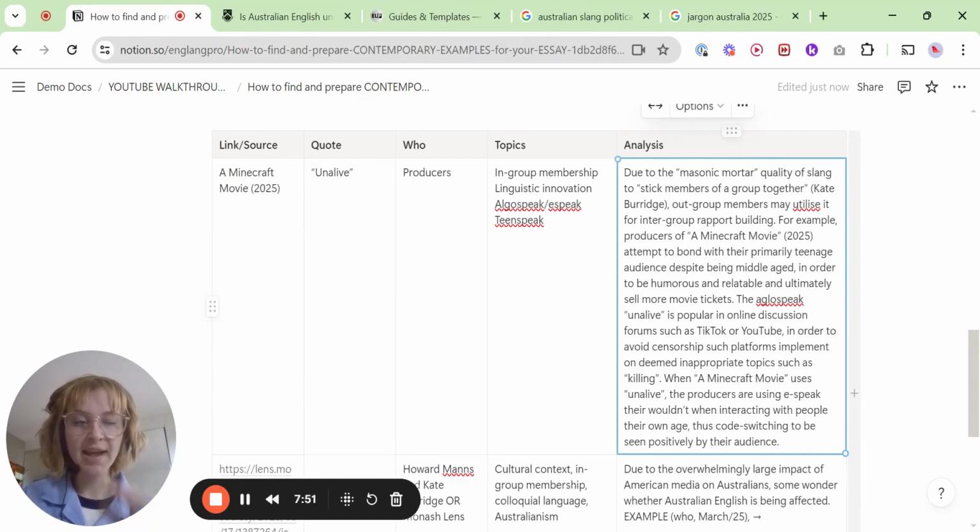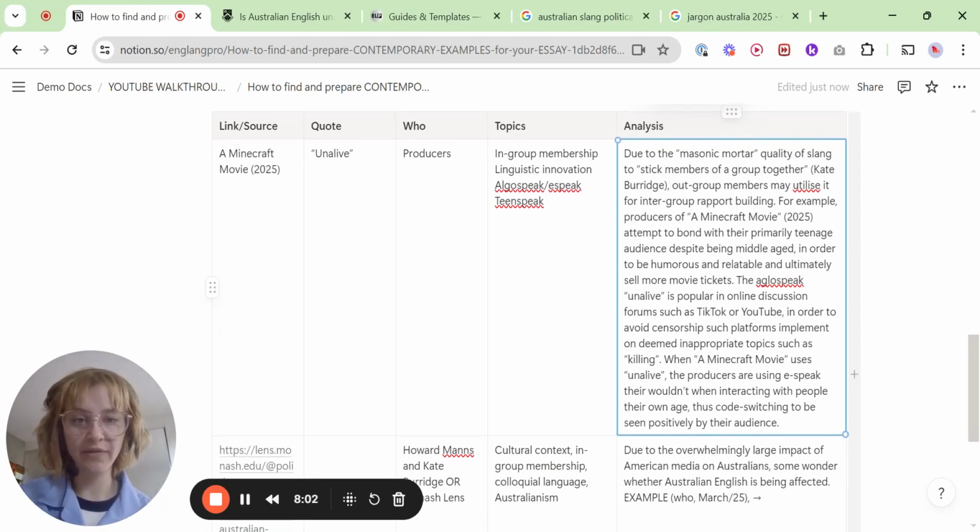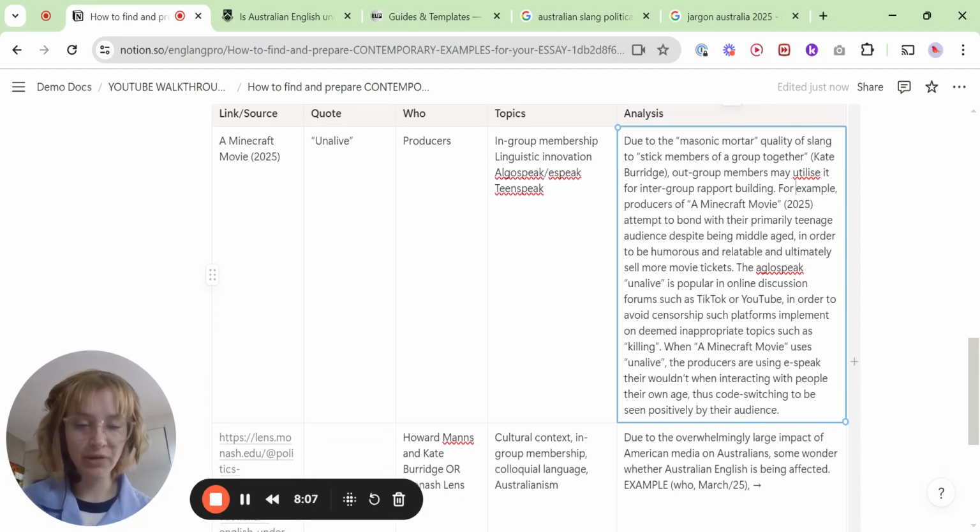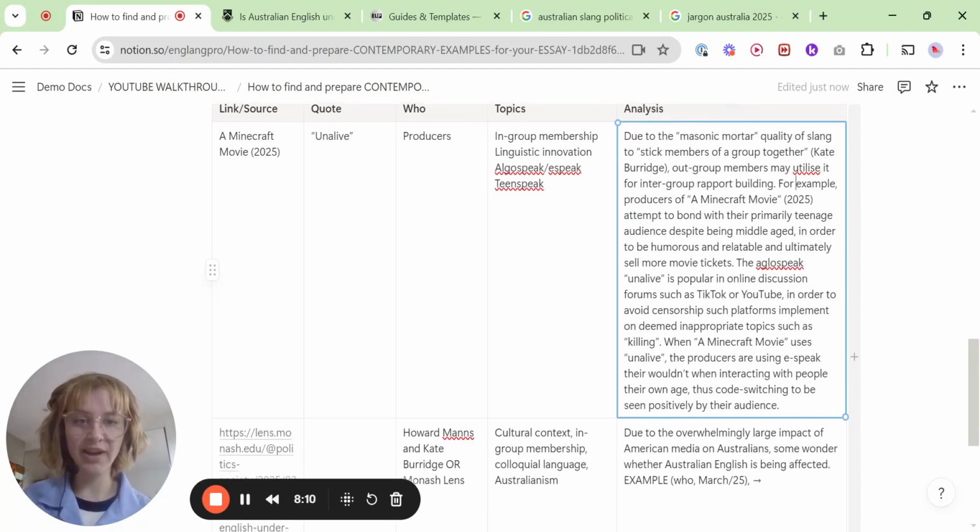So what I'm saying is that people who are not within the teenage group might use age-related language or slang in order to build rapport with that group. For example, producers of a Minecraft movie 2025 attempt to bond with their primarily teenage audience despite being middle-aged in order to be more humorous, relatable, and ultimately sell more tickets. So I've connected it to purpose and intent there as well.